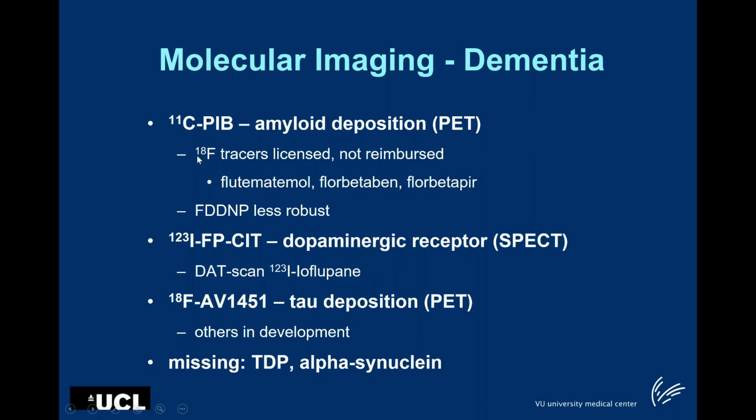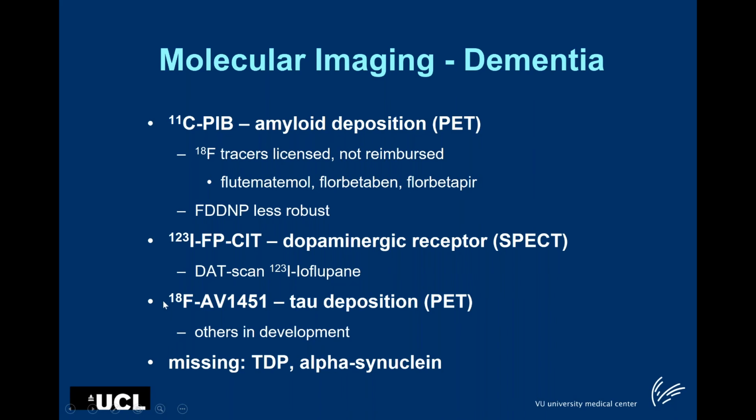But nowadays we have various fluorinated tracers, and they have a much longer half-life. The three that are registered are flutemetamol, florbetaben, and florbetapir. And in the amyloid PET projects, we use flutemetamol and florbetaben. These two are both fluorinated.